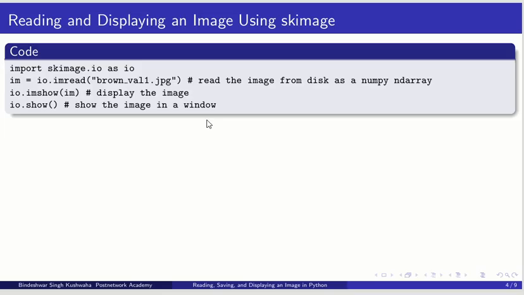Now again let us read and display an image using scikit-image. You will use the io module from scikit-image, and in the same way you will load the image using imread. Thereafter it will display, and finally it will show. In the same way the output would be here.